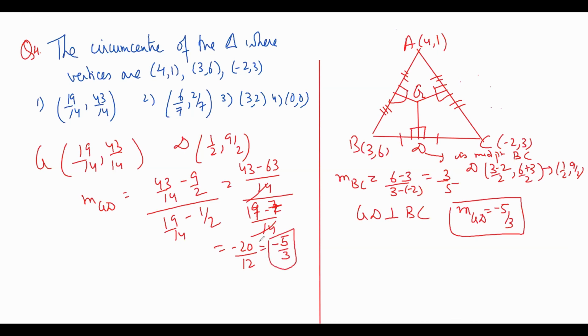But you have to recheck it. Either check all the rest of the three options, or just cross check it with another side. So now I'm taking another side. The slope of AC is y2 minus y1, 3 minus 1, upon minus 2 minus 4. So this comes out to be 2 upon minus 6, that is minus 1 by 3.